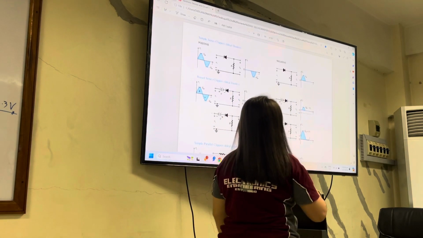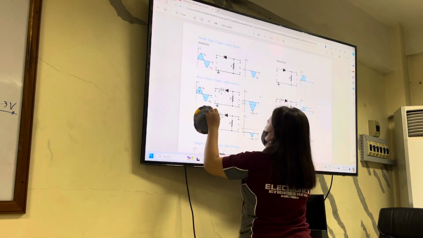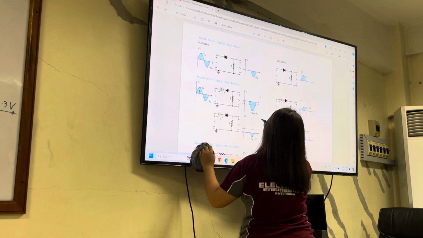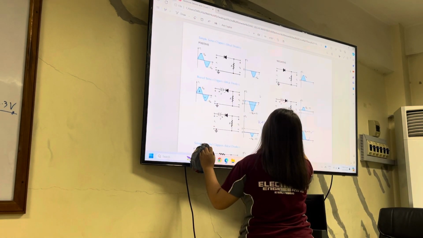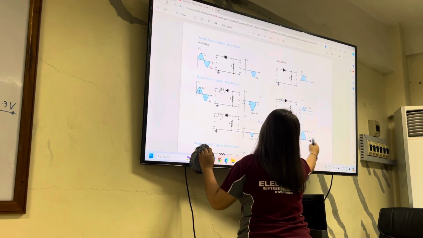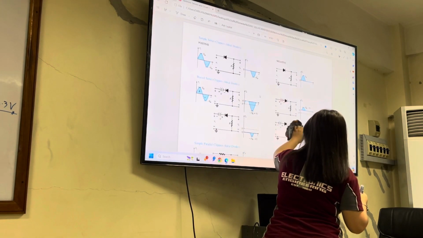Okay, next we have here. Still the same, but the orientation of our diode is different. On the positive half cycle, VI plus V minus VO equals 0, so V output is just equal to VI plus V. On the negative half cycle, our diode is not conducting, it is an open circuit, therefore it is 0.